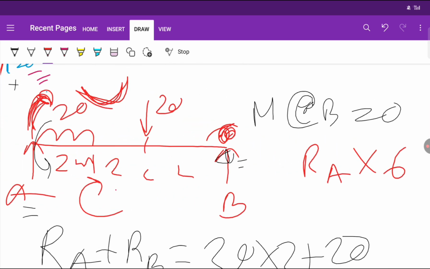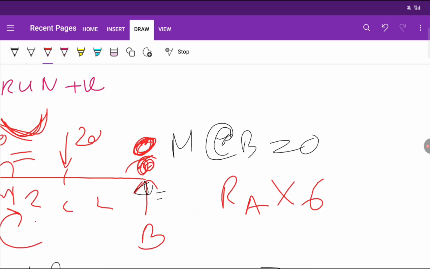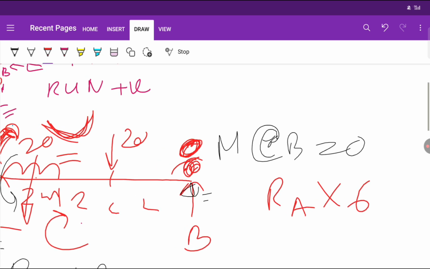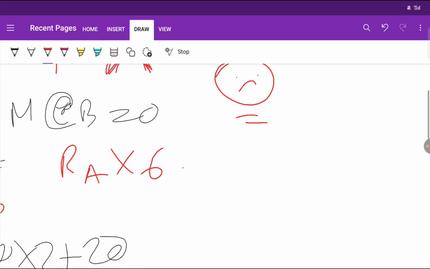Here this UDL will give a negative moment. Why negative? Because if I place my thumb here and rotate in the line of force of this 20 Newton, it will give a hogging moment, right? It will be bending the beam in this way, where the load is acting. So this is our hogging, and hogging means negative, okay?